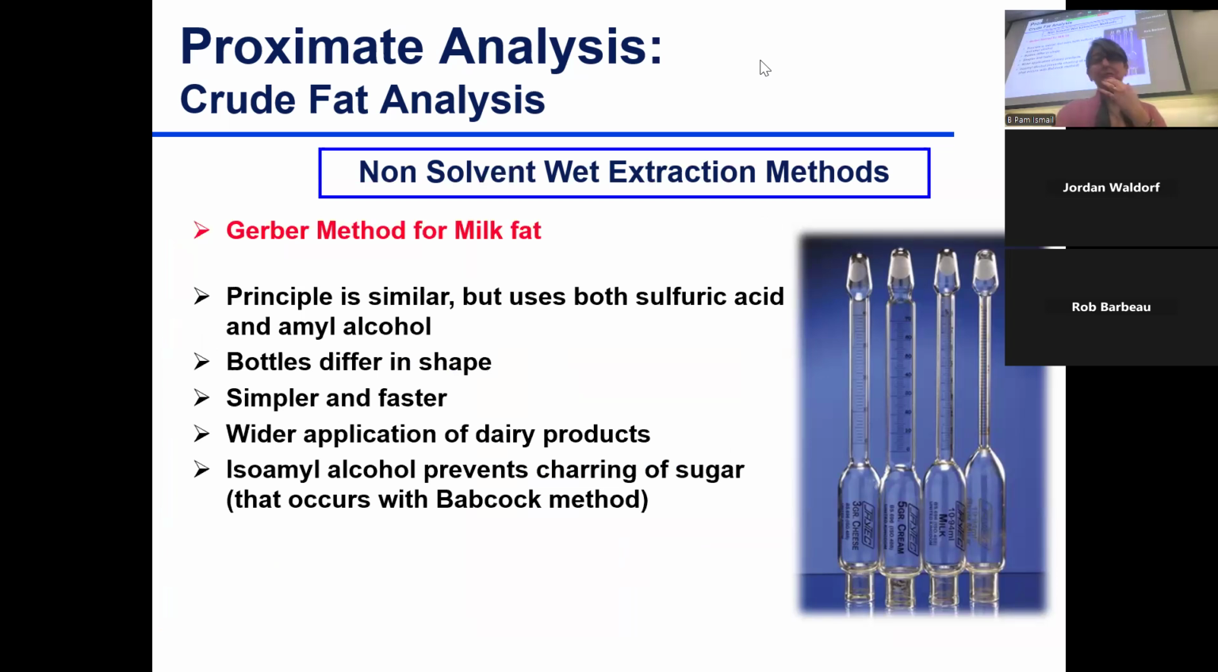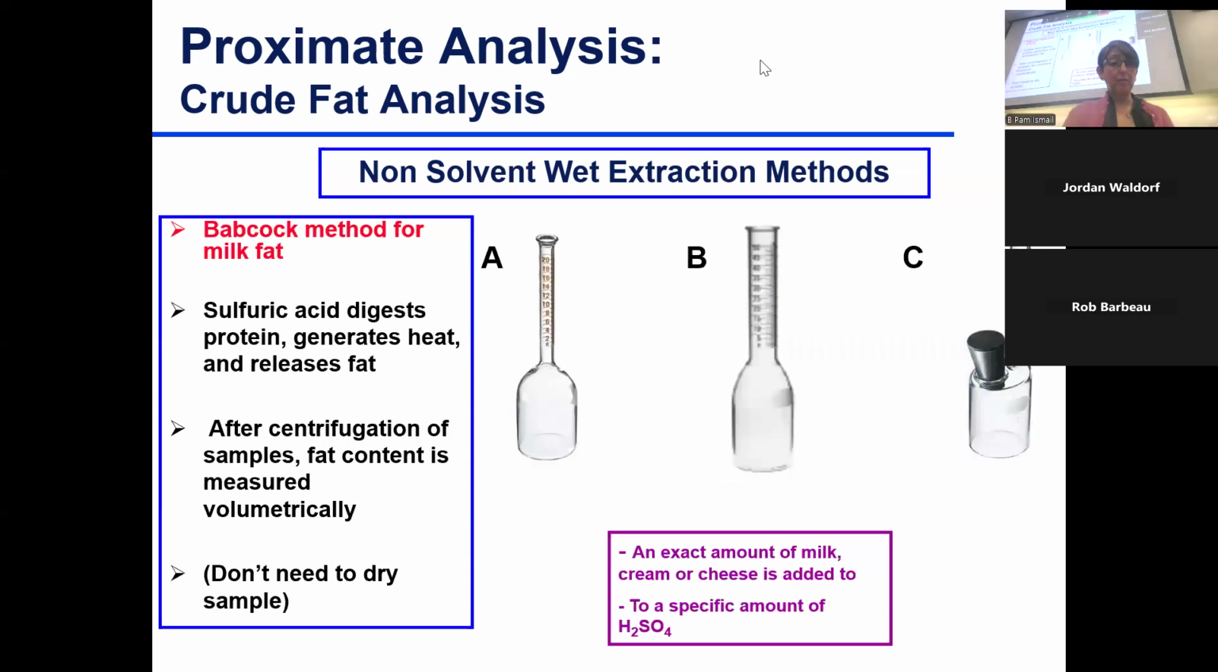Gerber method, it's a French guy. So Gerber is the same method. The only difference is the shape of the flask is different, and you use alcohol to prevent the charring of sugar, so you have a better reading, you don't have that blackening. That's it. The principle is the same. There is a centrifugation step I forgot to mention here. After you digest and separation happens, the centrifugation enhances the separation so that the fat is for sure in the top graduated area.